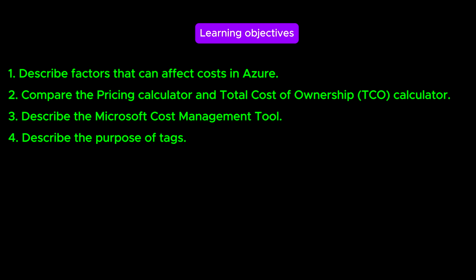Whatever price we have calculated for the selected infrastructure, software, or any resources provided by Azure cloud, we can compare with the tool provided by Azure, TCO, total cost of ownership. Then we have the Microsoft Cost Management tool, which is good because it also provides a way to view reports and so on. The last one is the purpose of tags. So we will be going one by one.